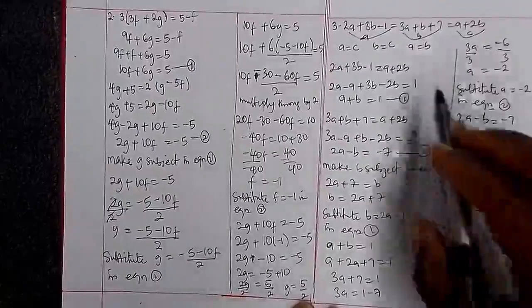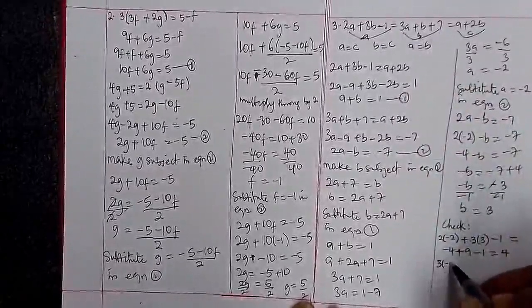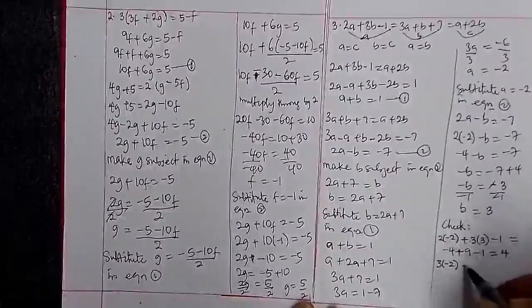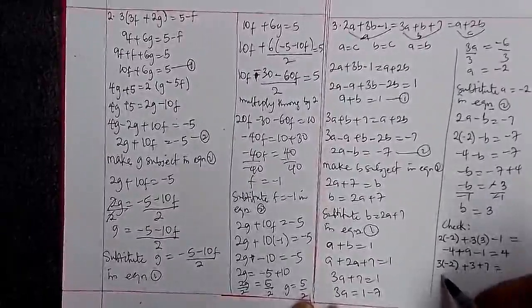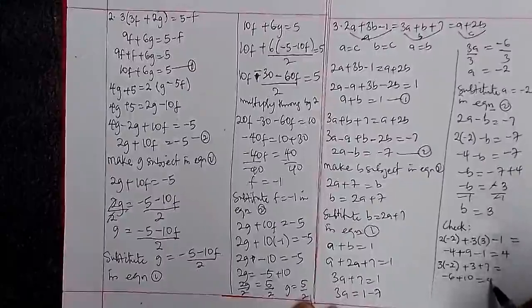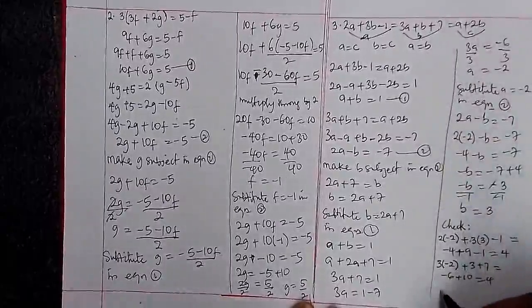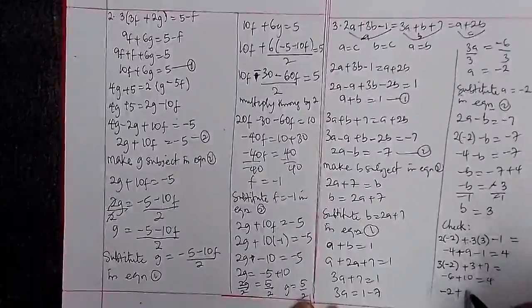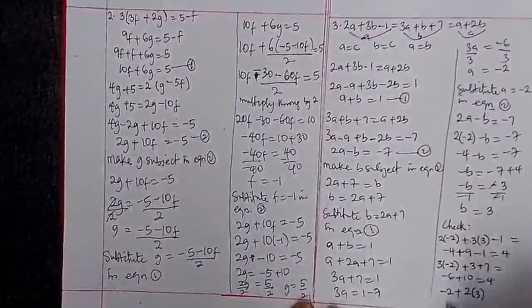Let's see if this one will also give us 4. 3 open bracket minus 2 plus 3 plus 7. This is minus 6 plus 10. The answer gave us 4. Let's see for this one. A is minus 2 plus 2b. B is 3. So we have minus 2 plus 6. The answer also gave us 4.